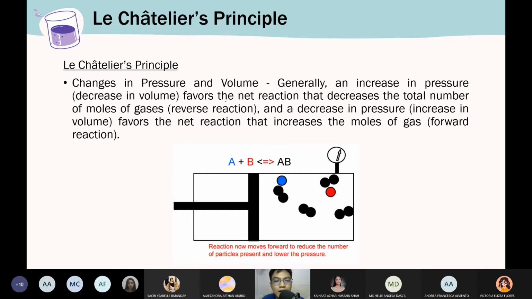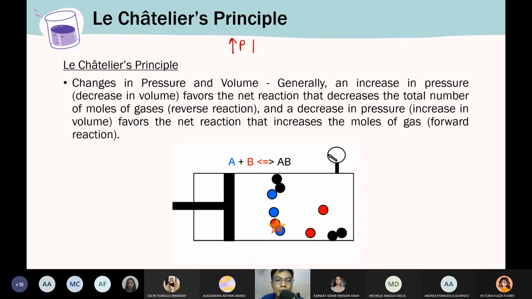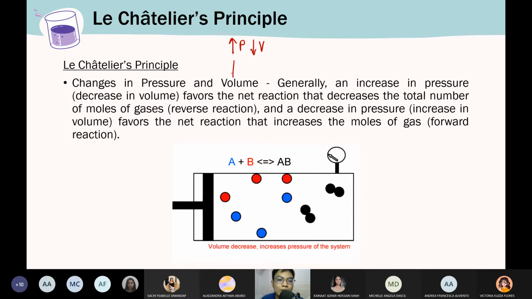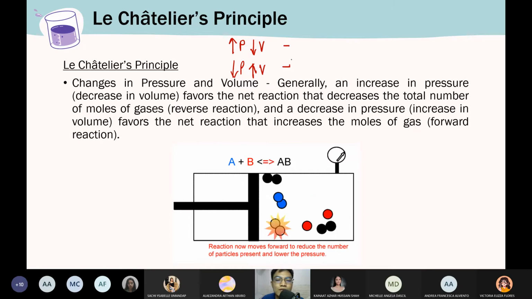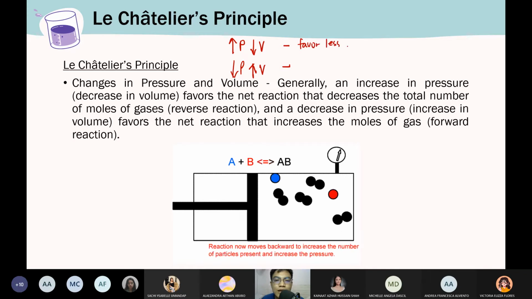So basically, itong pressure and volume, they have inverse relationship, no? So inverse relationship sila given by Boyle's law. So meaning, kapag tumaas yung pressure, bumababa yung volume, di ba? Okay. And kapag bumaba yung pressure, tumataas yung volume. Now, what's the effect? The effect is this, no? When you increase the pressure or decrease the volume, it will favor less moles of gas.